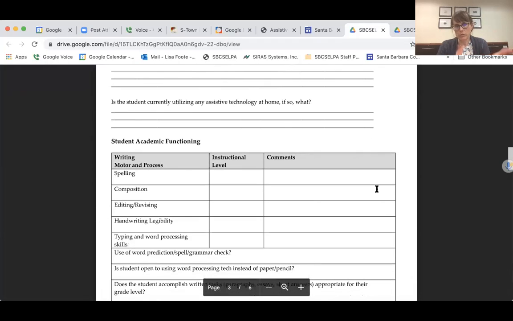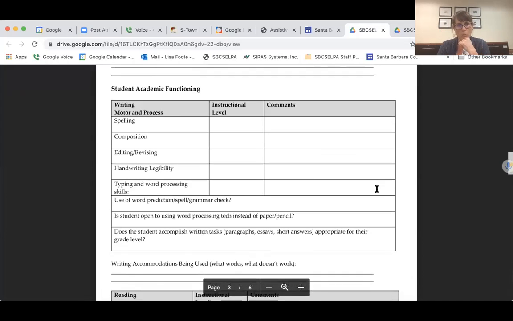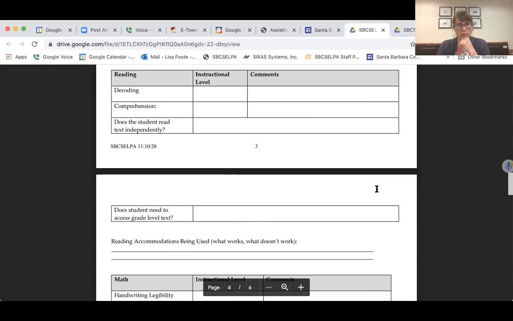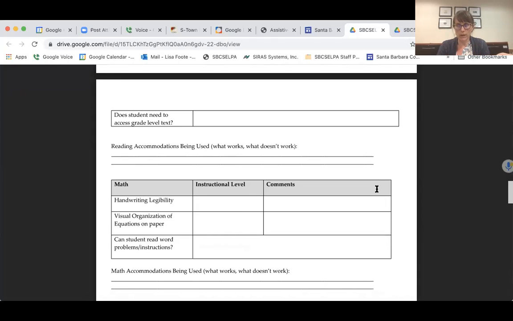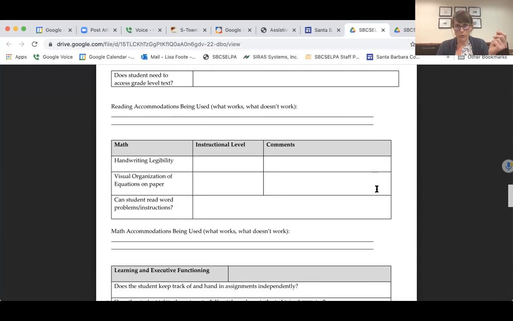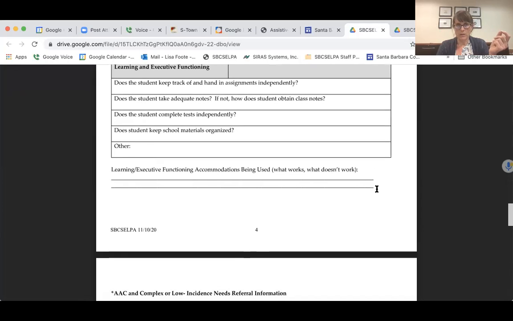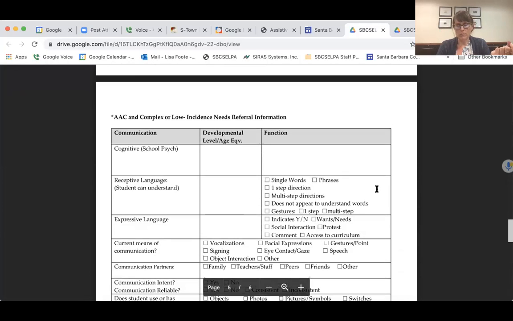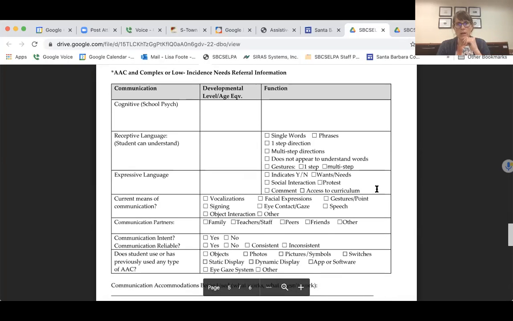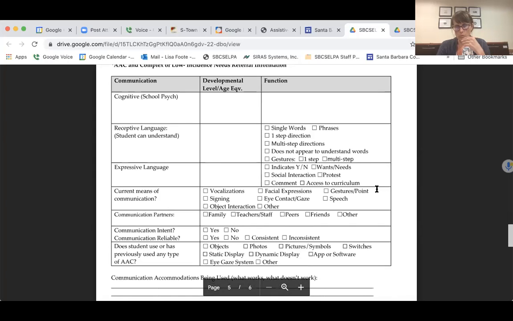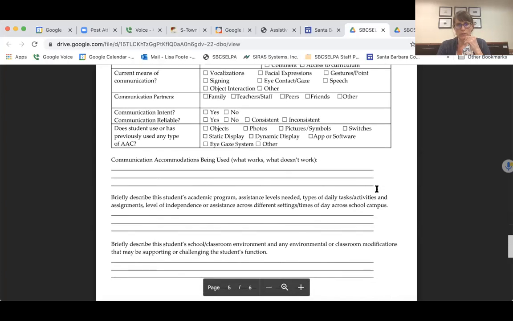It has the instructional level and comments. Then you tell me the focus: what is the task you're really focused on for assistive technology? You want to boil it down to one, two, or three tasks versus assessing every area. What are the most important tasks? Especially for learning and executive functioning, which I know is really an area of need in children with mild to moderate disabilities. And this is for more complex needs, which doesn't exactly refer to you, but you can see the referral form.